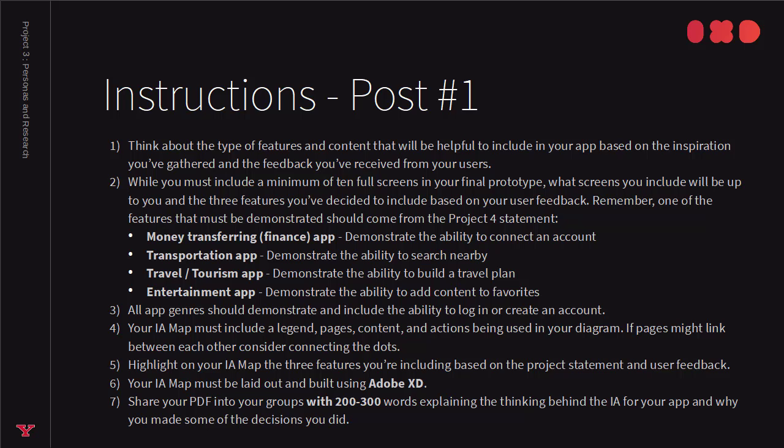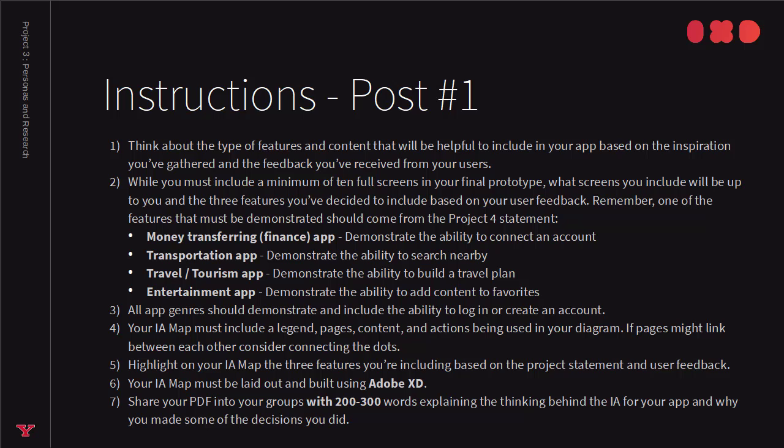And remember, one of those features needs to be what was included in the project statement from project number 4. So if you've got a money transferring app, you need to be able to demonstrate the ability to connect an account. Perhaps that's connecting your Facebook account. Perhaps that's connecting a child's account, connecting you to a loved one you want to transfer money to. If you chose a transportation app, which I'm not sure anybody did, you want to demonstrate the ability to search nearby.